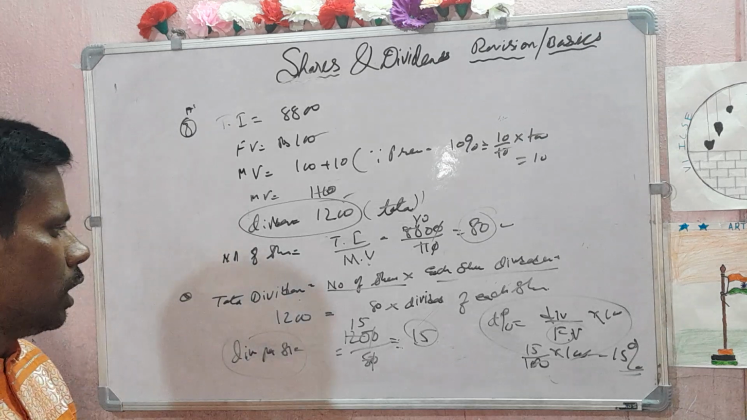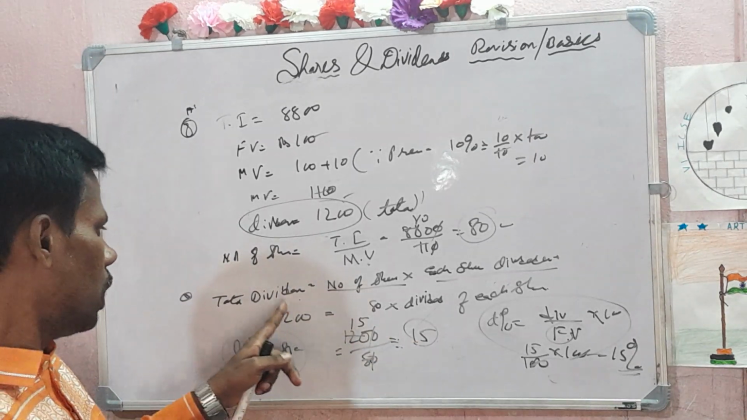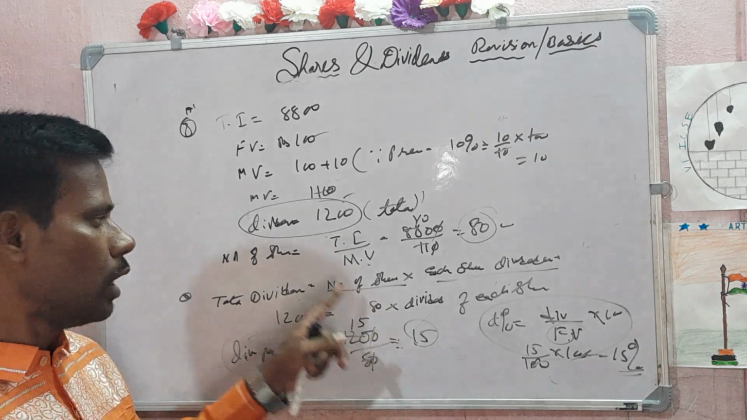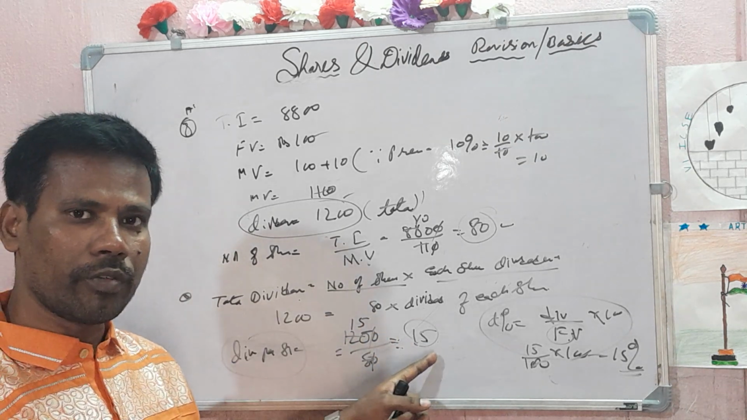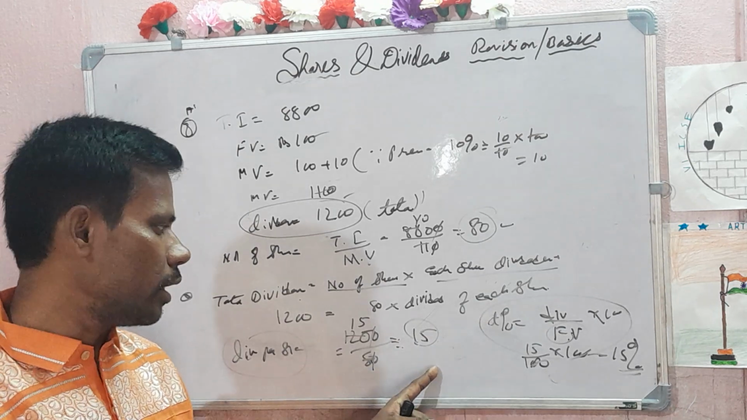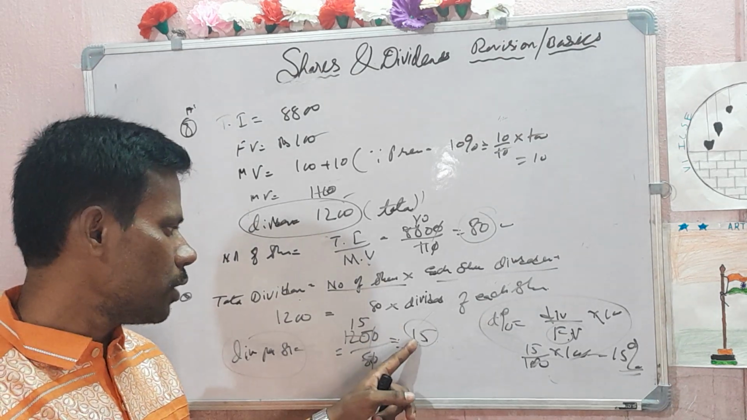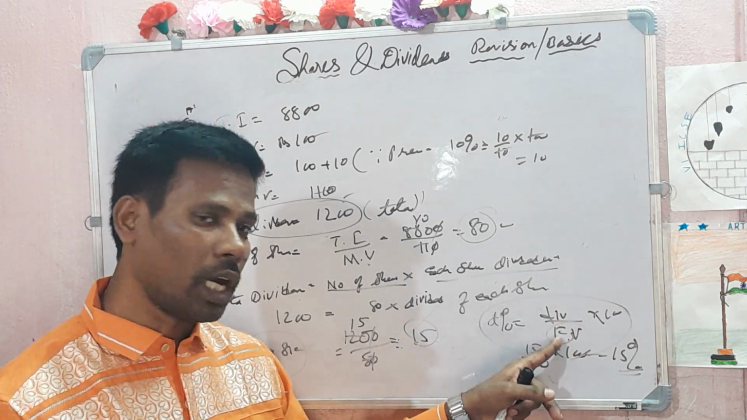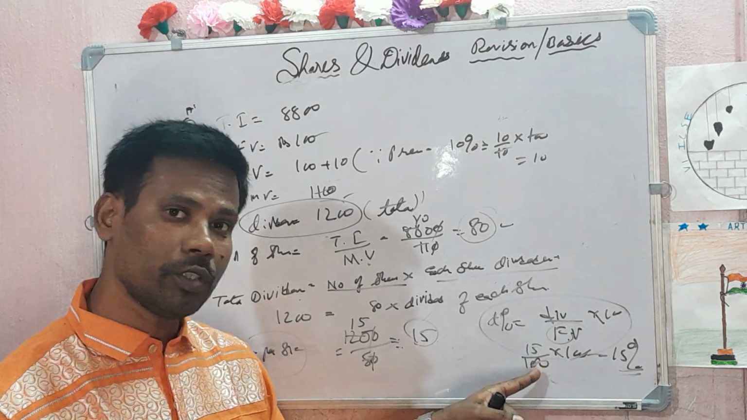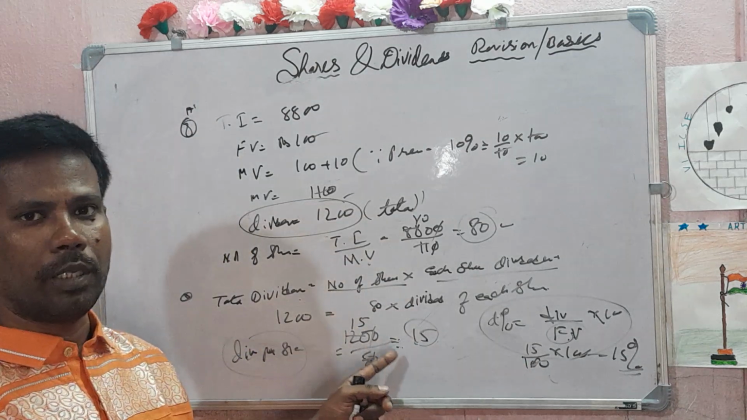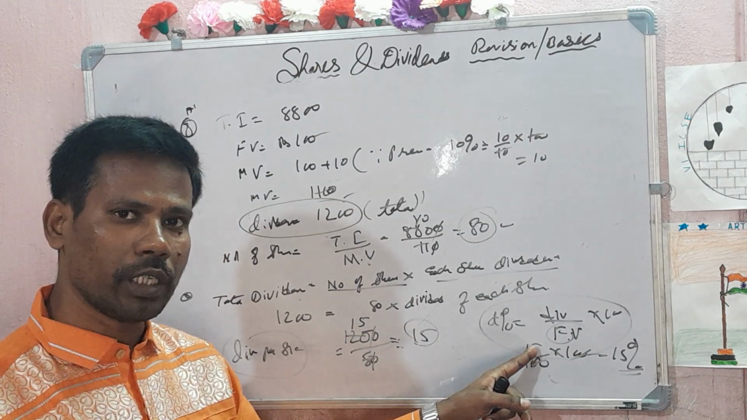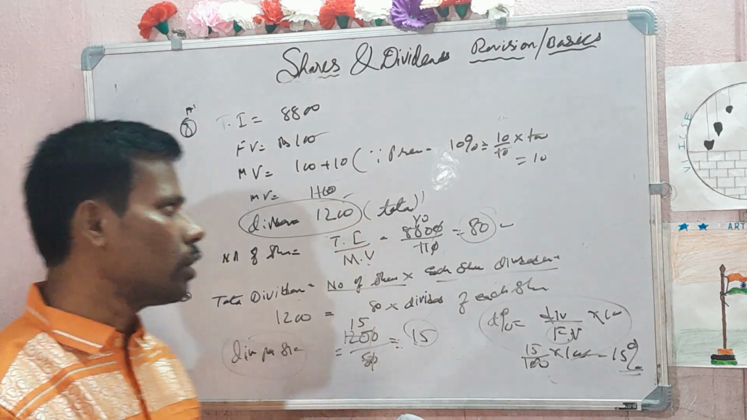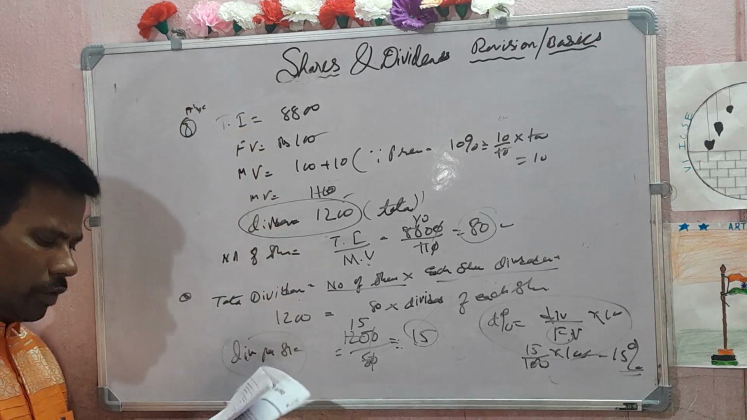Very, very important. Once again, this 15, the dividend of each share, means the company is paying rupees 15 per share as dividend. So here you should use face value, not market price, because the company is paying. Simple solution. The dividend is 15, the company is paying by face value 100, cancel, 15. Very, very important. Already I told you, put a tick mark on it.